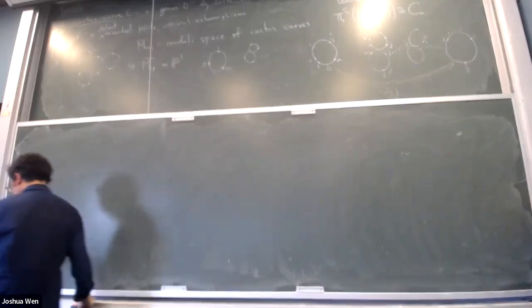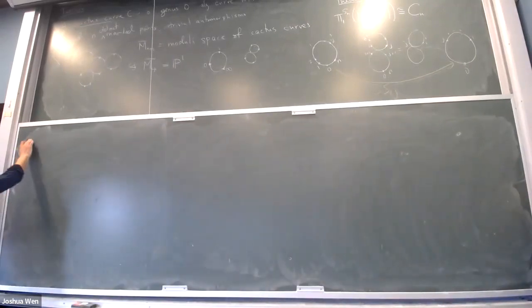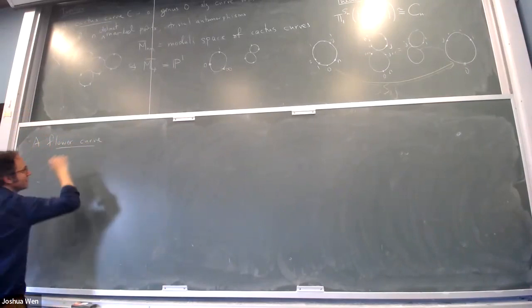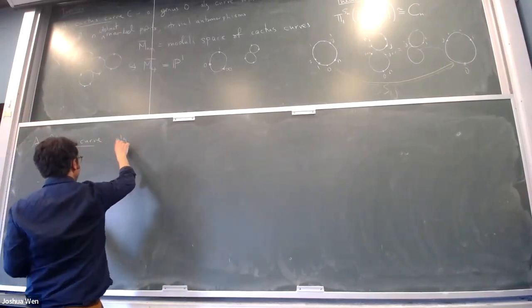Begin with the following space. So begin with the line. So those are cactus curves. Now my next notion is called a flower curve. So what's a flower curve? It's an algebraic curve again.